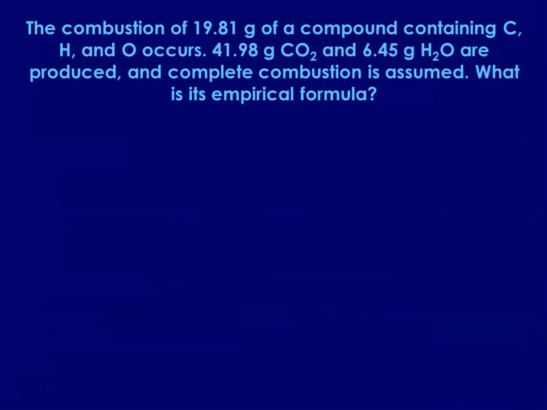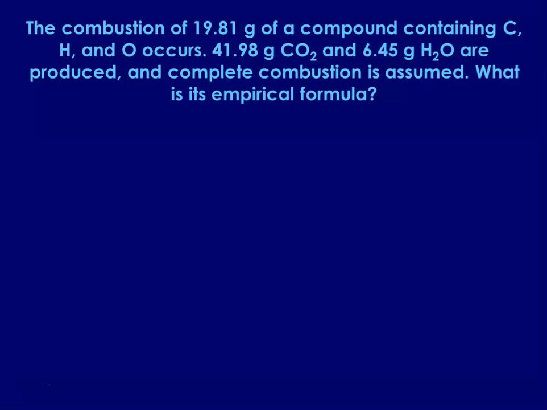So that was one example where you had just the 2 elements and you could work backwards from carbon dioxide and water. In this one, we have a third element, oxygen. You can't use the oxygen in CO2 and the oxygen in water to determine how much oxygen was present in your initial compound, because remember, with the combustion reaction, O2 is also a reactant. So we're going to have to use the CO2 to get our carbon, and the water to get our hydrogen.